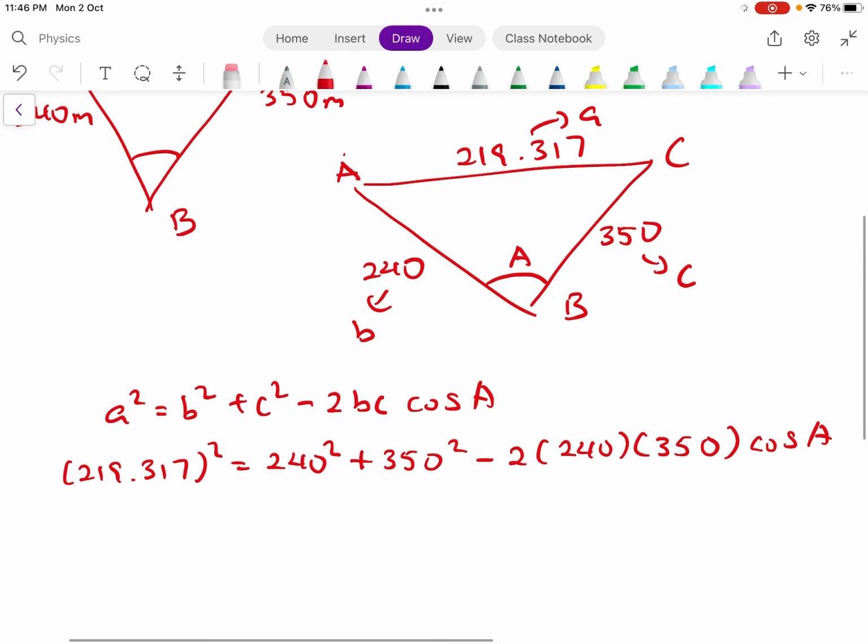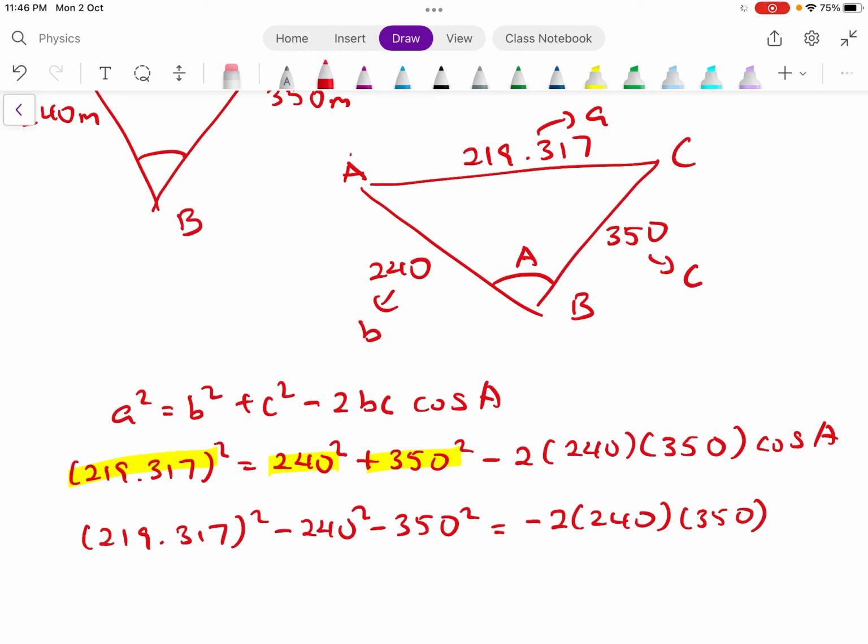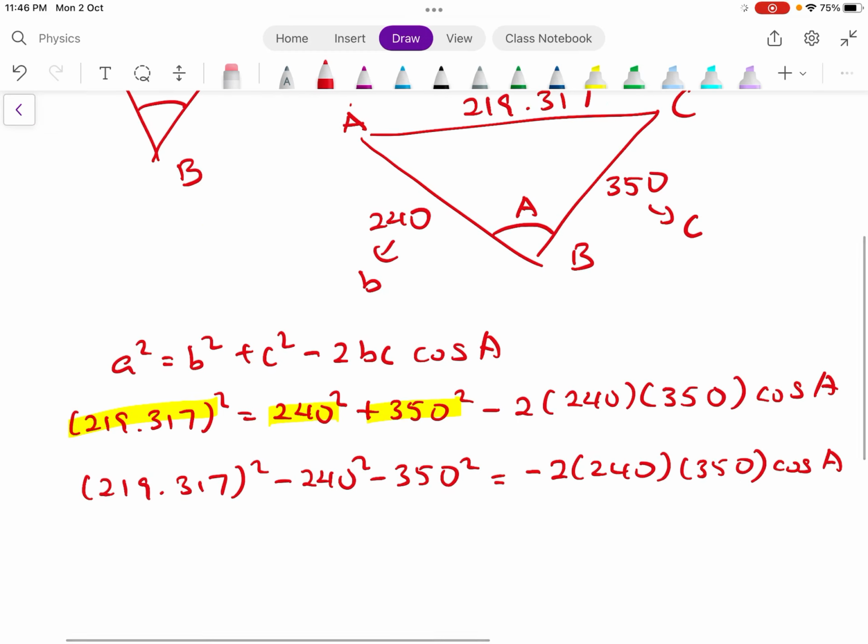Okay, so let's do the calculation. Let's calculate this first, then this one and this one you move to the left hand side. So 219.317 square minus 240 square minus 350 square is equal to negative 2 times 240 times 350 cosine A. Okay, let's continue. So you get roughly negative 132,000.0535.